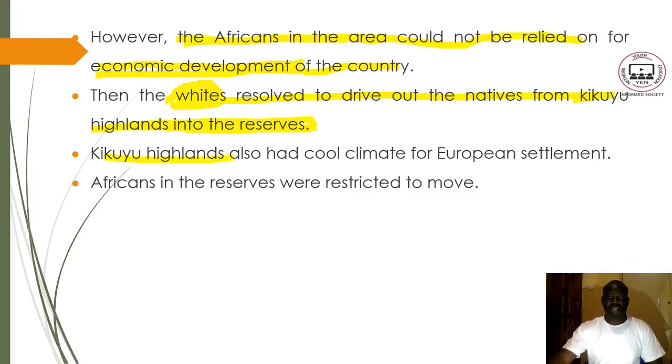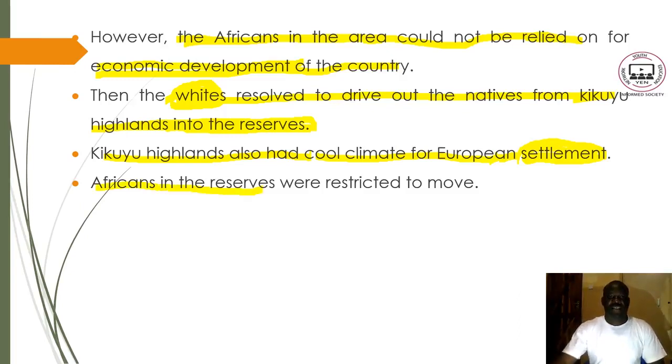Kikuyu highlands also had a cool climate for European settlement. So it was not only for agricultural purposes, but also for settlement. If you can flash back, we also mentioned why the whites chose the Shire Highlands, mainly for the cool weather for settlement. That's why when the UMCA came, they settled at Magomero in the Shire Highlands. The reason was that the climate there was just good.